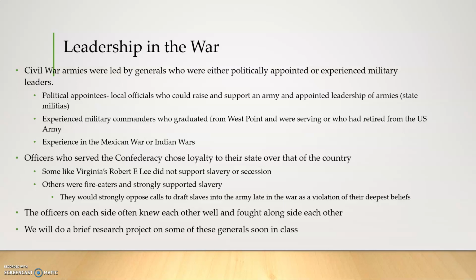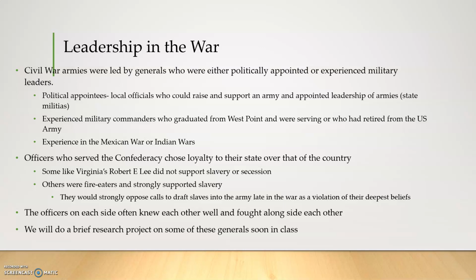So indeed, when Lee refused a commission in the Union Army and served in the Confederate Army, he was committing an act of treason. So some people like Lee were not politically motivated in serving the war. It was more an idea of loyalty to state, but others were fire eaters and strongly supported slavery. Some would strongly oppose the draft.